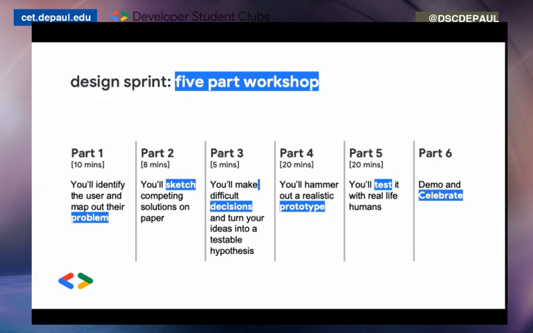So these are all the 5 parts. Actually, design sprint is organized for at least 3 days or a maximum of 5 days. But we are going to shrink it into just 1 hour, just covering all the major parts of the design process. And this is the process which you're going to follow. So the first part, you'll identify the user for a problem and map out their problems, and you'll sketch competing solutions on paper, and then you'll make decisions on the direction which you're going to go about, and turn your ideas into testable hypotheses, and at the end you'll hammer out a realistic prototype.